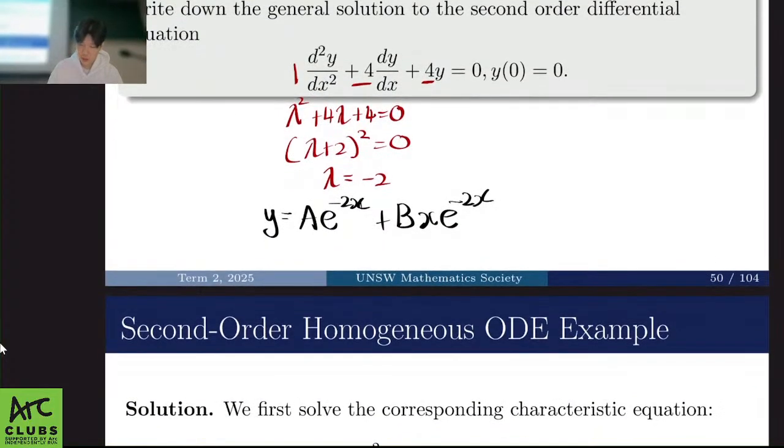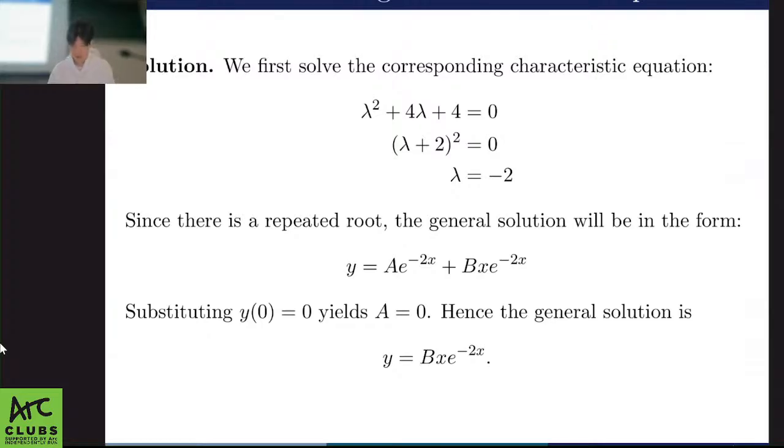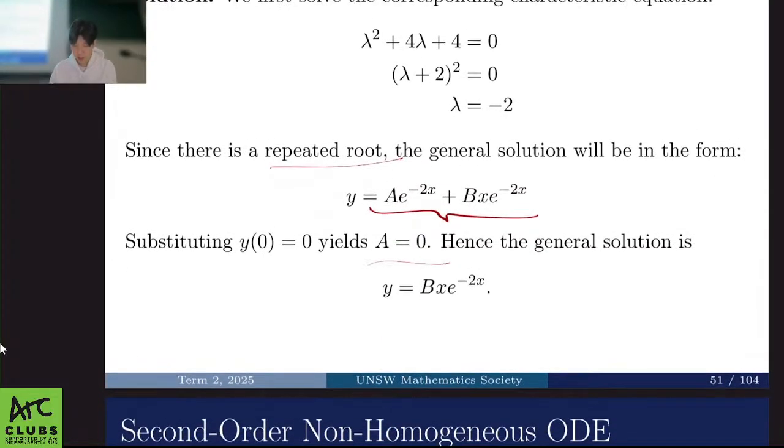Now I want to use my condition here, that y(0) is going to be 0. So substituting 0 in, you get 0 equals a e to the 0 plus b times 0 times e to the 0. So b times 0 is going to be 0, and e to the 0 is going to be 1. So we get a equals 0. Therefore, our general solution is just going to be bx e to the minus 2x, like so. Since it's a repeated root, we're using this general solution form. We get a equals 0, so therefore this is our final solution.